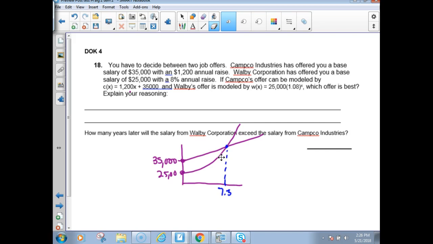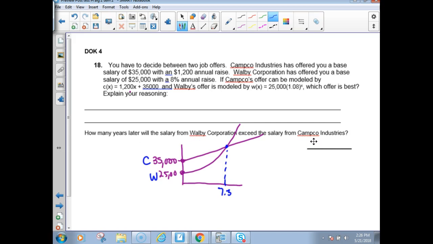Wait, which one's what? This is Wallaby. Oops. I'm just going to label them because it's going to help me think what I'm saying. The names are bugging me. I can explain it real easy until I try to put the names in there. All right, so after 7.3 years, Wallaby's going to be better. But wait a minute, you don't get that raise then. How long is it going to take? How many years later will the salary from Wallaby Corporation exceed Campco?